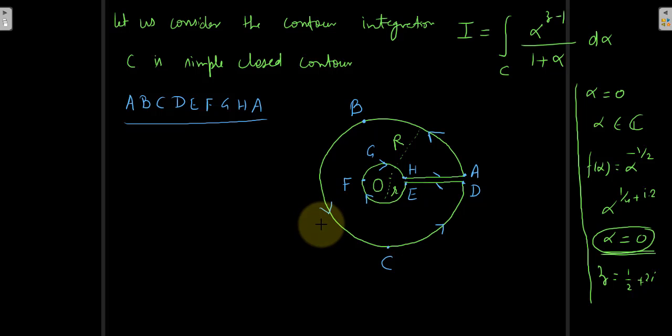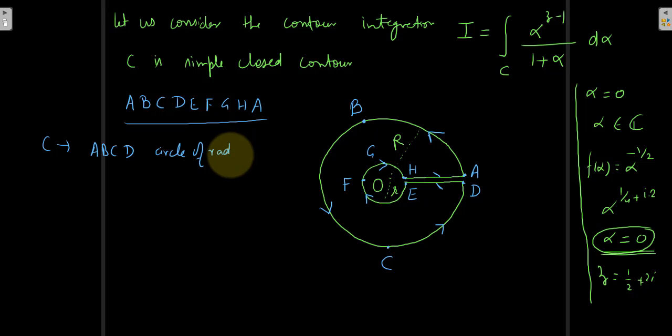Okay, let me define the different simple curves forming this complete simple closed contour. So the first is this bigger circle. How many parts does this C have? The first part is this bigger circle, A, B, C, D, you can call it. This is a circle of radius R.